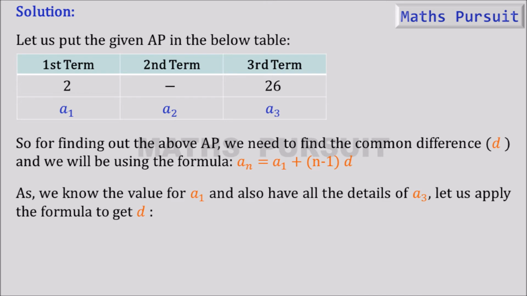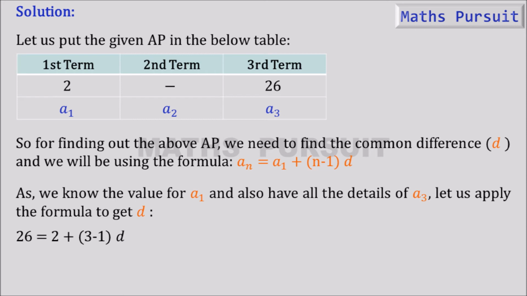Now, as we know the value of A1 and also have all the details of A3, let us apply the formula to get D. Guys, we know the value of A1 as well as the value of A3. Only the thing missing is A2. So whatever we know, let us apply to this formula and first of all find out the value of D. Now we get 26 is equal to 2 plus (3 minus 1) into D.